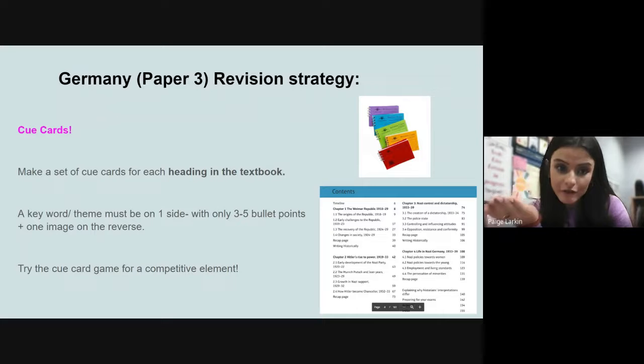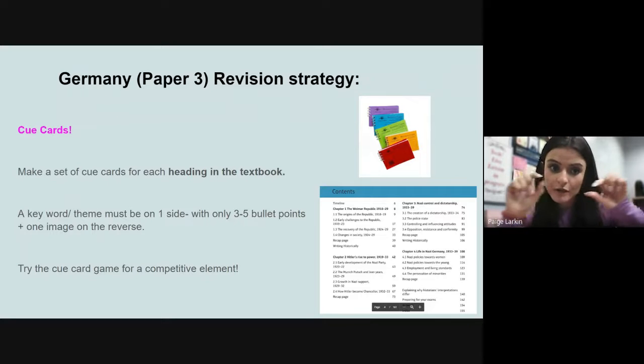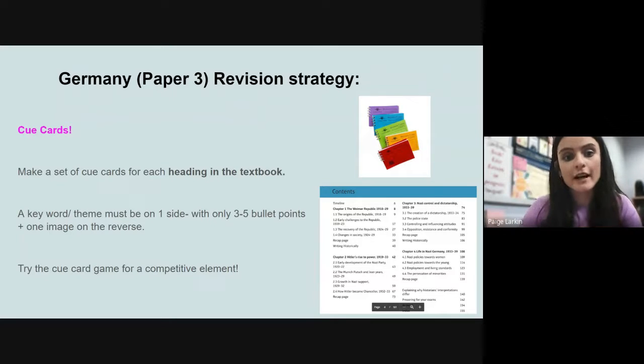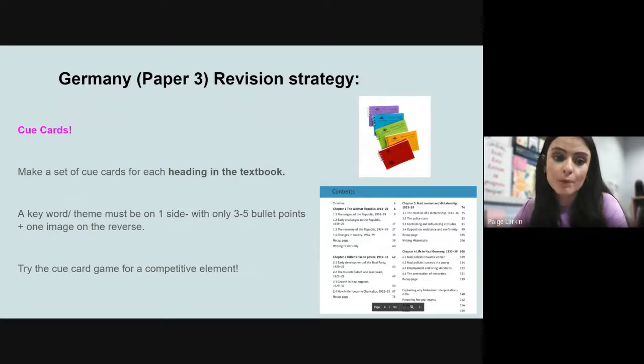So on the back of the cue card, they would have the title of that subheading. They would flip it over and they would write 3 to 5 bullet points of knowledge that are linked to that key topic. I also suggest that they draw some sort of image, some sort of symbol to represent that subtopic. Okay.